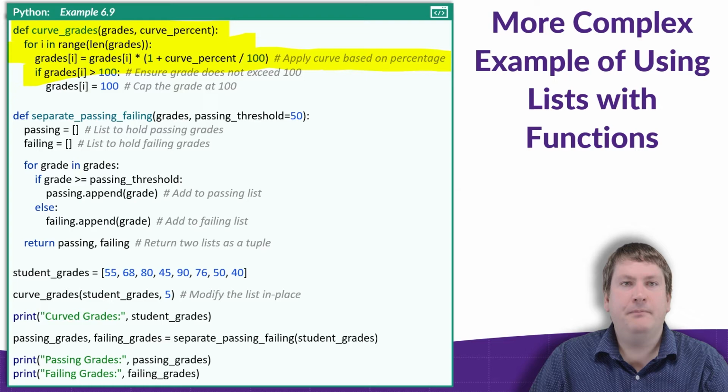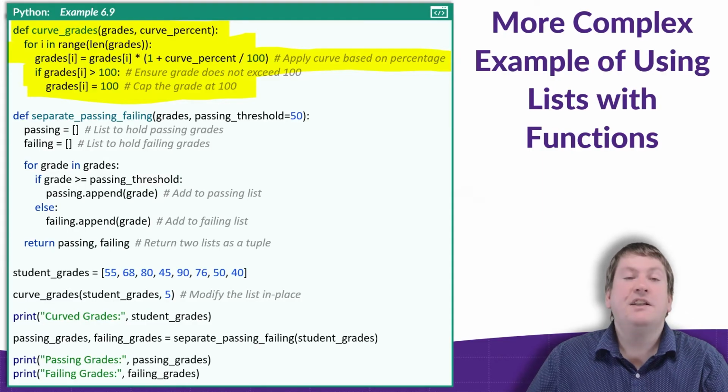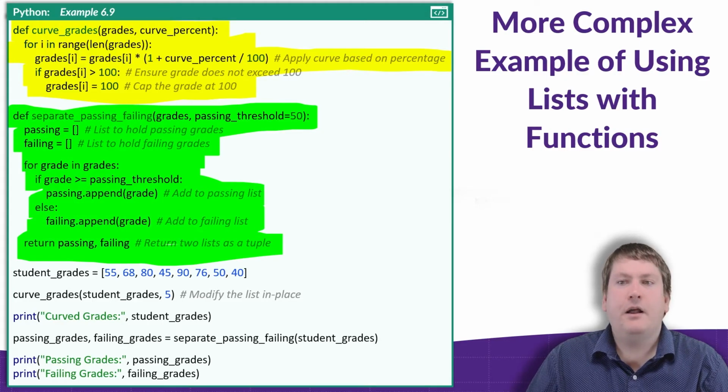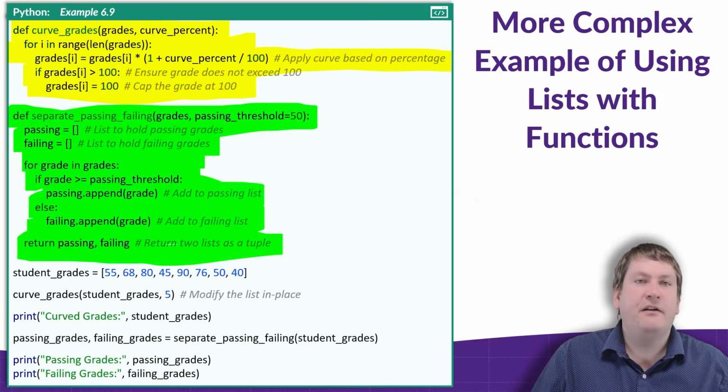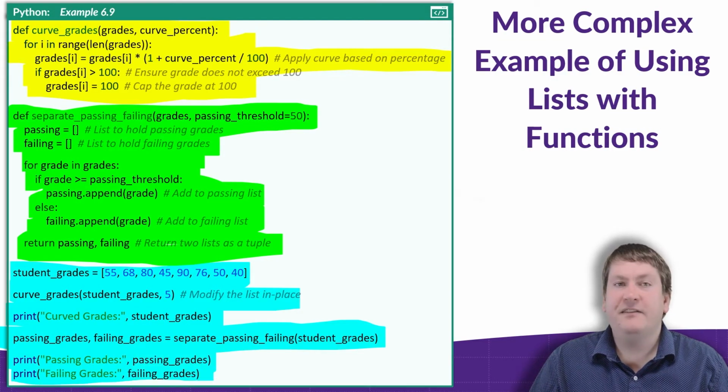The first part of this problem up here is a function called curveGrades, which is going to take a list of grades and apply a curve, a certain percentage bonus, to each grade in that list. The second function down here, called separate passing failing, is going to separate our list of grades into a list of failing grades, those below 50 by default, and a list of passing grades, those greater than or equal to the passing threshold, which is 50 by default. The rest of our code simply sets up our list and then calls these functions and prints out the results. Let's take a quick look in PyCharm.